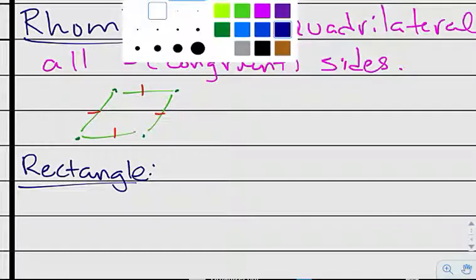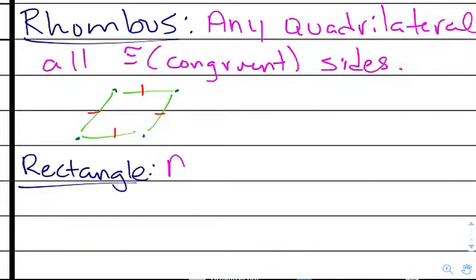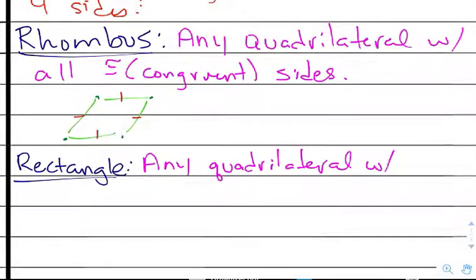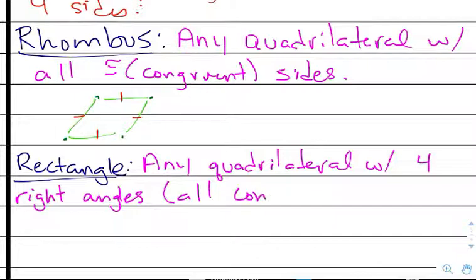Okay. Talking about a rectangle, we're going to talk about any quadrilateral with 4 right angles. In other words, all congruent. Which is kind of your choice how you want to say that. Personally, I prefer the 4 right angle parts versus the all congruent parts, only because it gives me more options later in how I can find it.